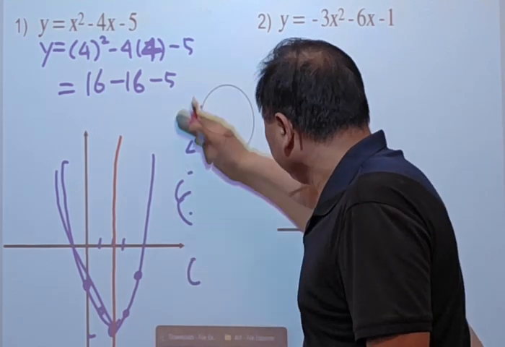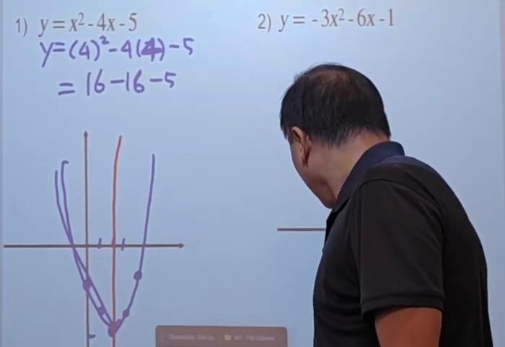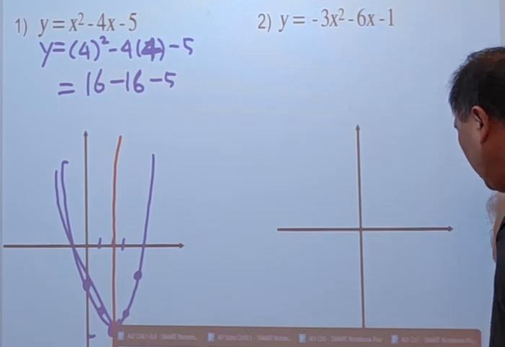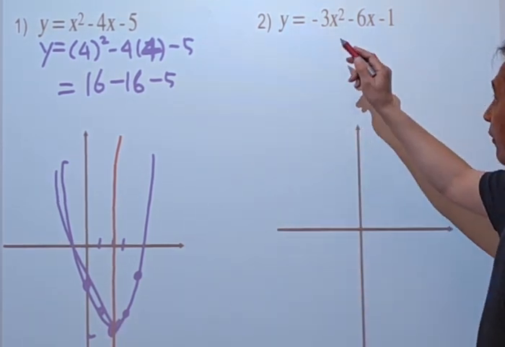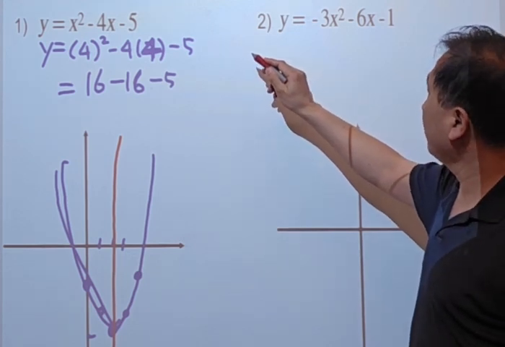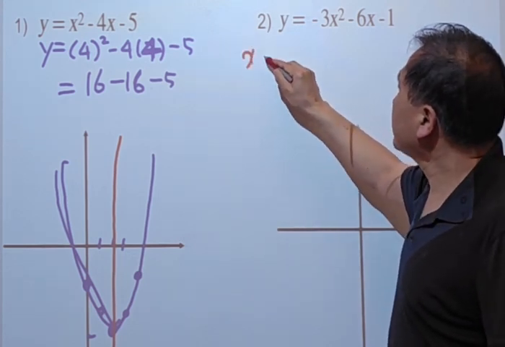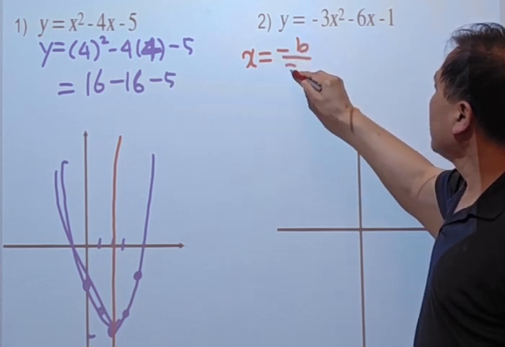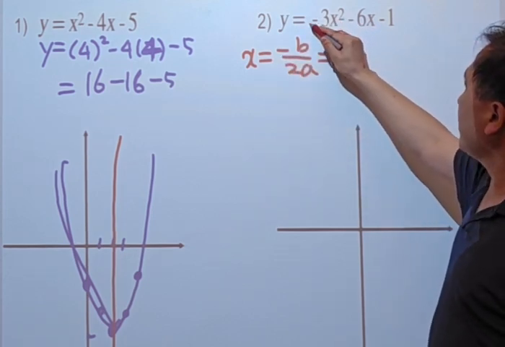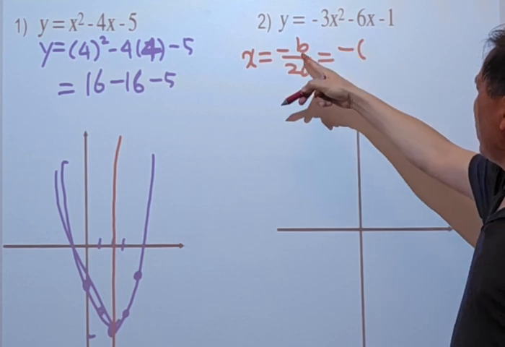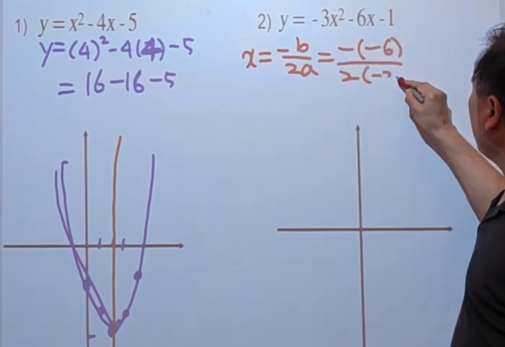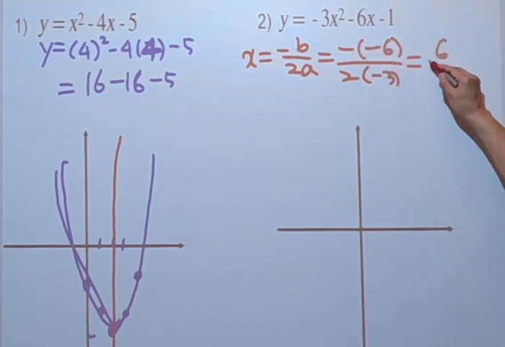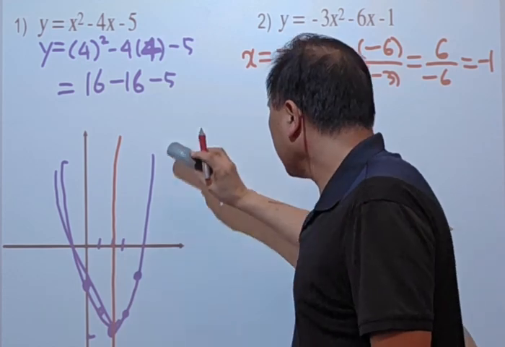Okay, let's do one more right here. Same, let's find the x of symmetry, which is the x value of the vertex. So x equals negative b over 2a, right? So a is negative 3, b is negative 6. So with a negative outside, b is negative 6, over 2 times a, which is negative 3. So negative becomes positive, and 6 over 6 means 1, negative 1. The vertex x value is negative 1.